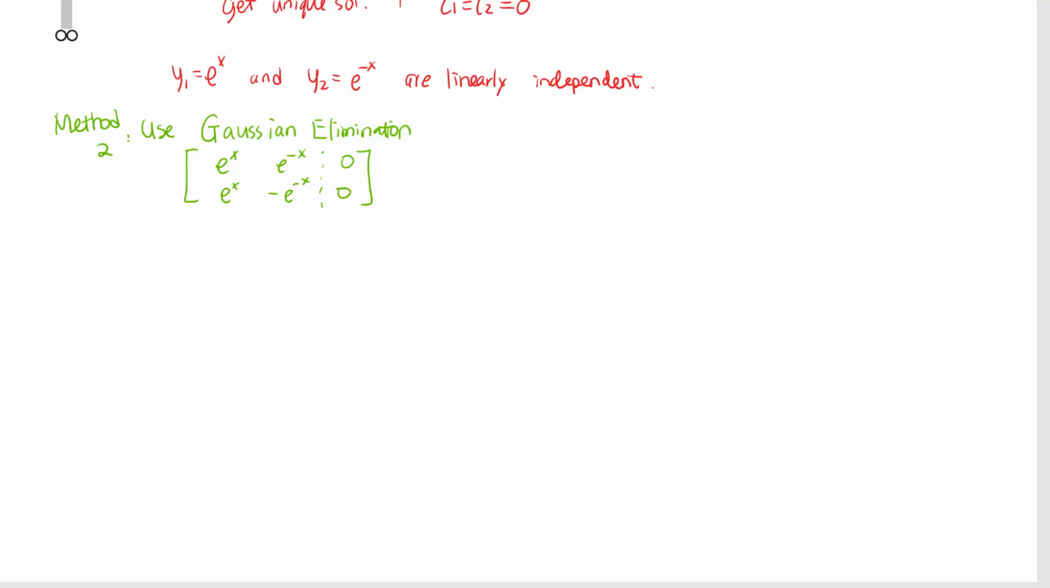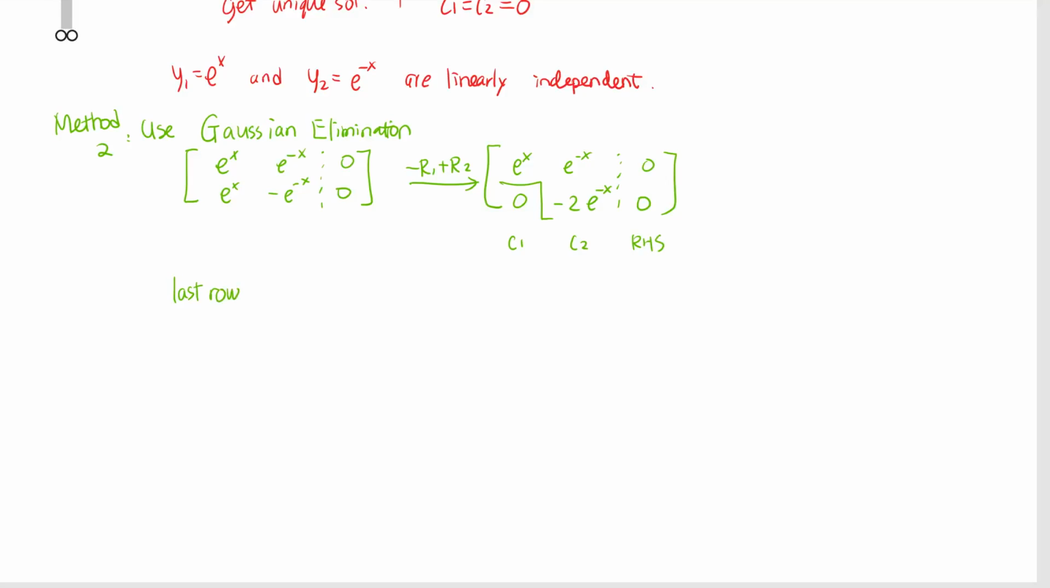Remember here, because the first entries are the same, we can take minus row 1 added to row 2 to make it 0 there. But because you're working with functions, not numbers, you have to be very, very careful. So e to the x minus e to the x is 0, minus e to the minus x minus e to the minus x is minus 2 e to the minus x. And we get 0 here. Great, we have echelon form. The first column is the coefficient of C1, the second column is the coefficient of C2, and then this is the right-hand side. What does the last row mean?